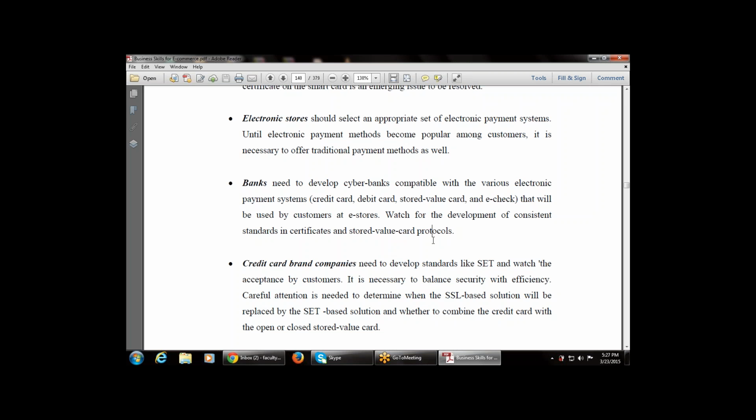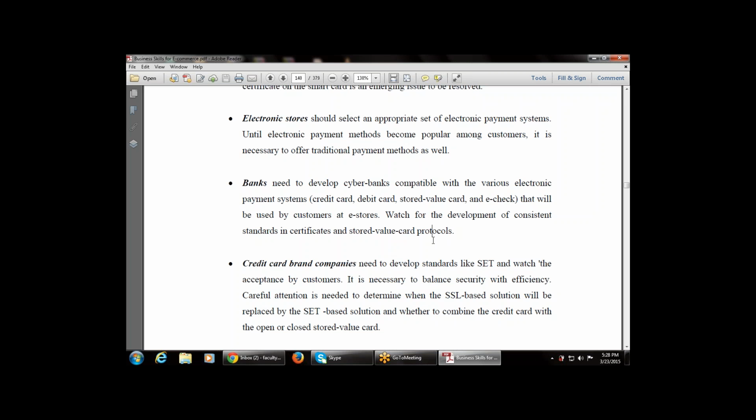Careful attention is needed to determine when the SSL-based solution will be replaced by the SET-based solution, and whether to combine the credit card with the open or closed stored value card.